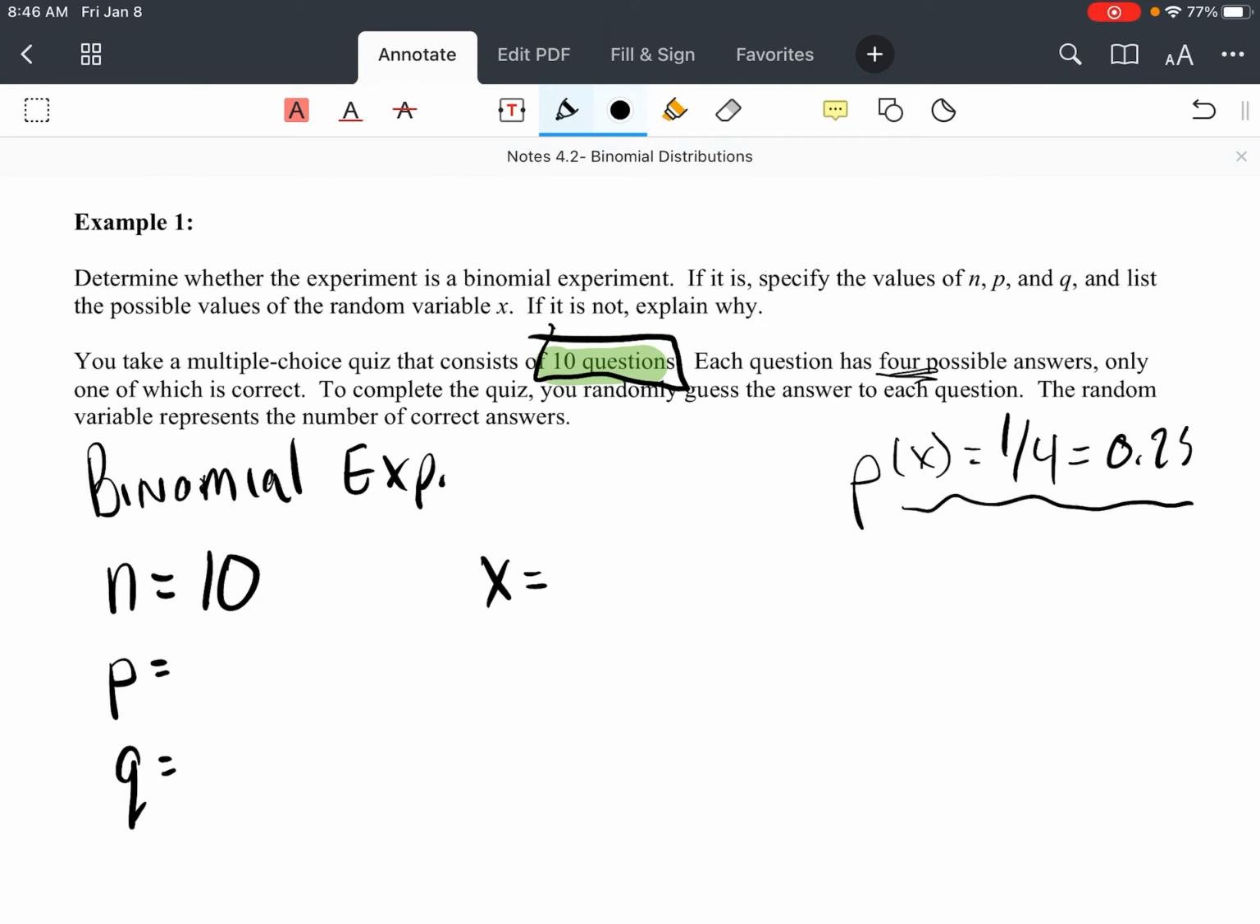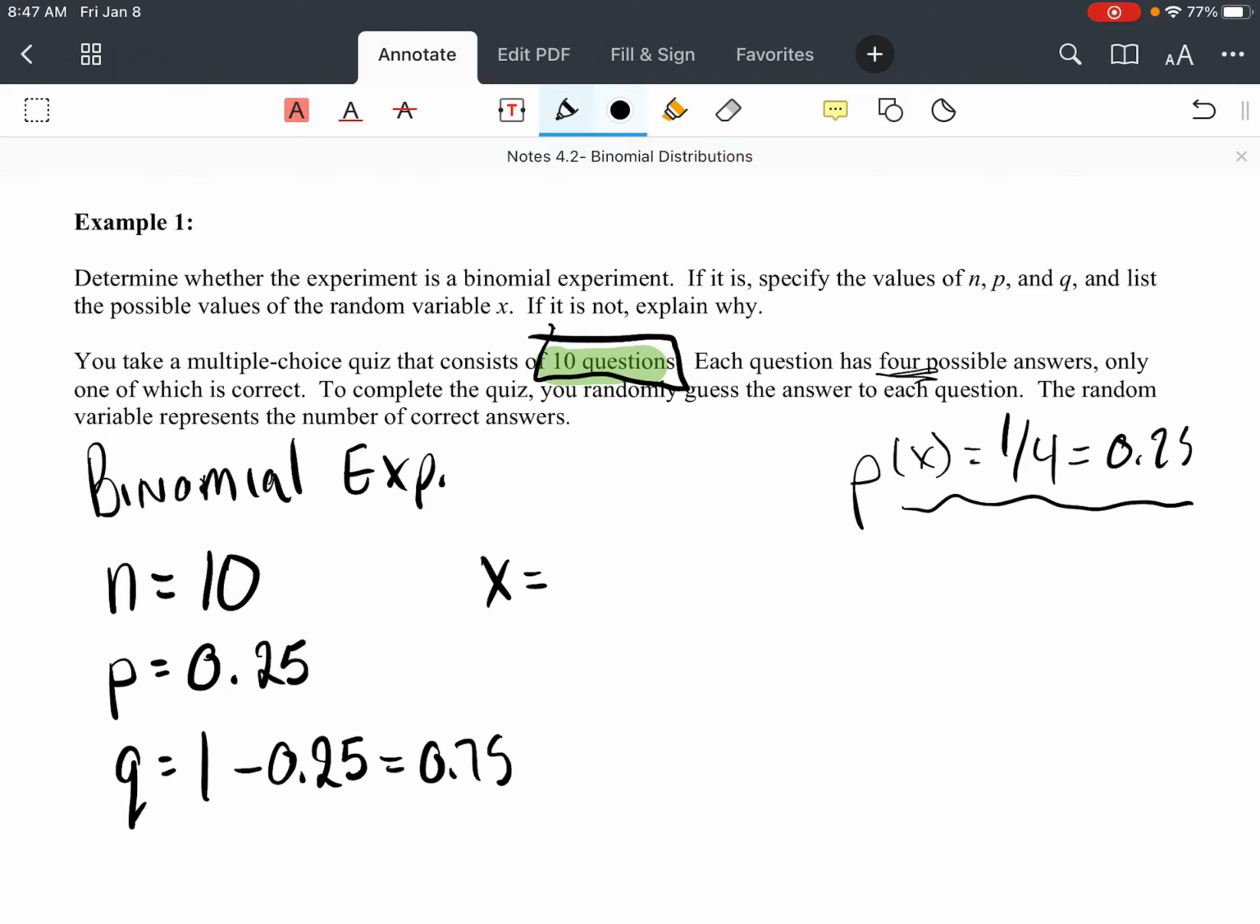P is the probability of success, which we calculated right over here, right? And so the probability of success is 0.25. So the probability of failure, well, if we have 1 possible answer that is correct, then we have 3 that are incorrect. So I could actually either just say 3/4, or I could do the complement, right? So 1 minus 0.25, which would give us 0.75, or a 75% chance that you would incorrectly answer that question.